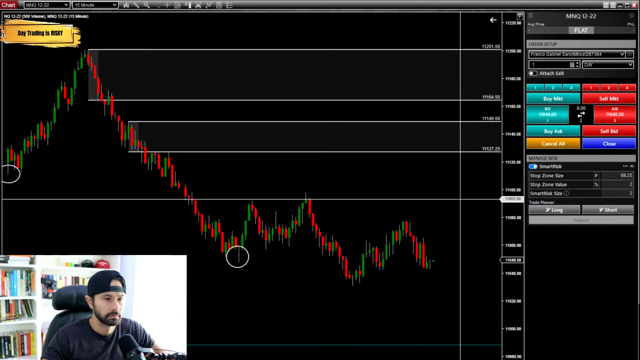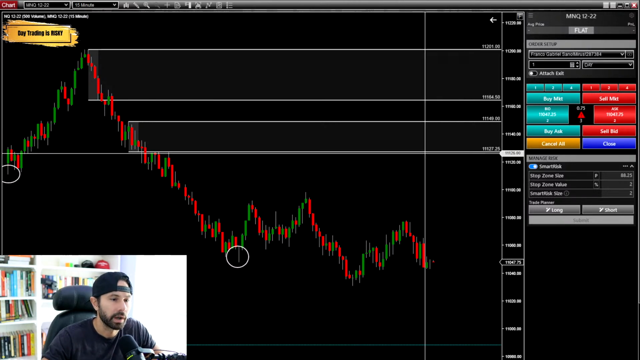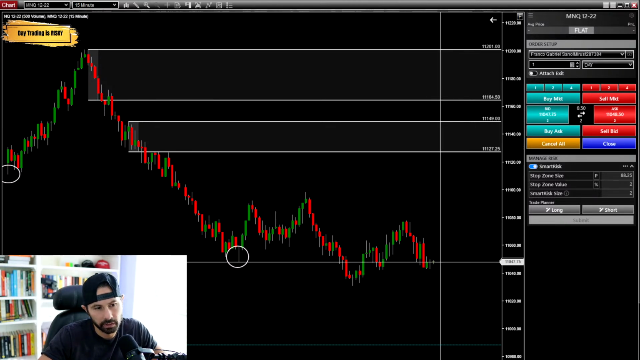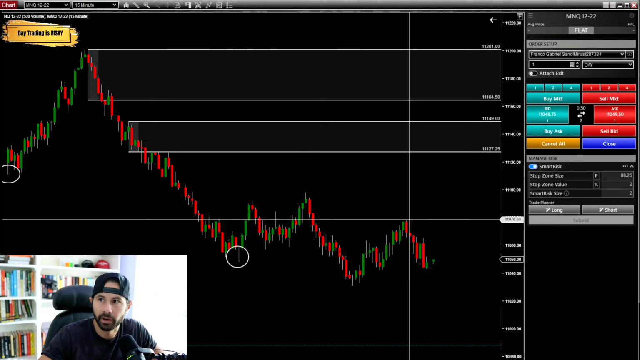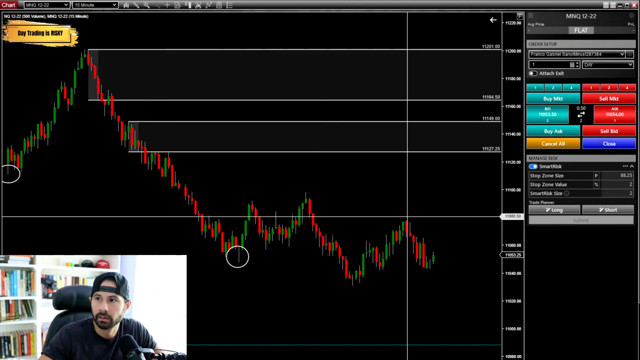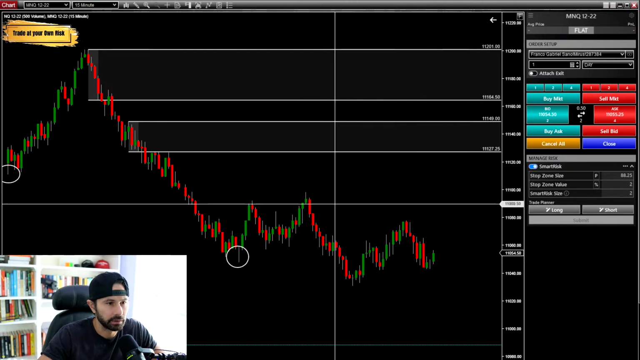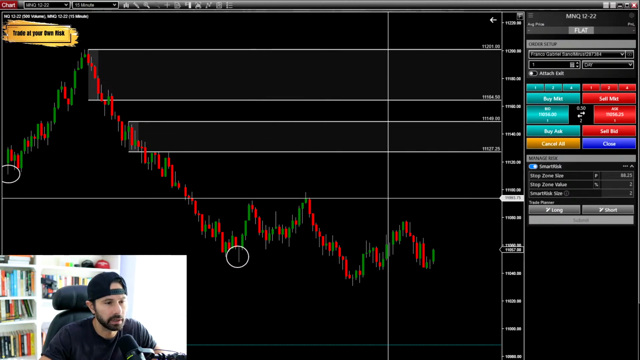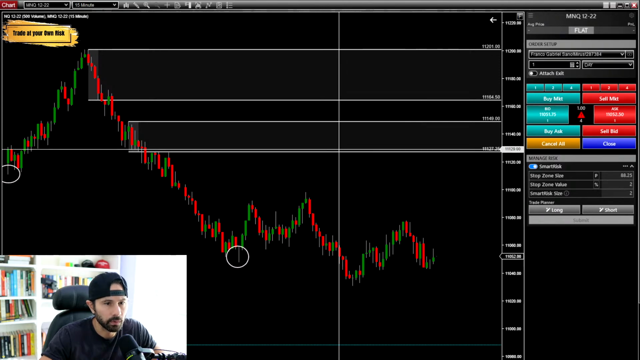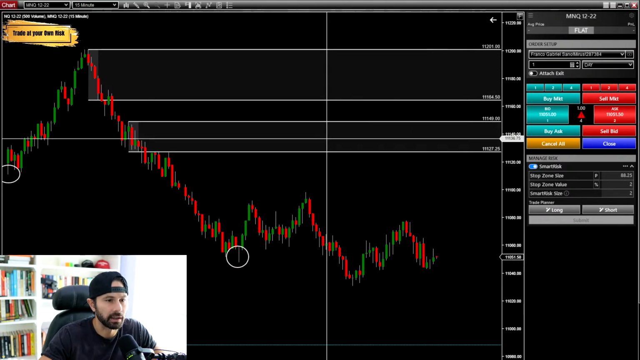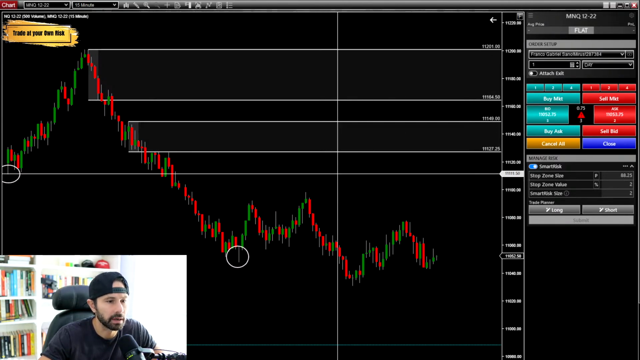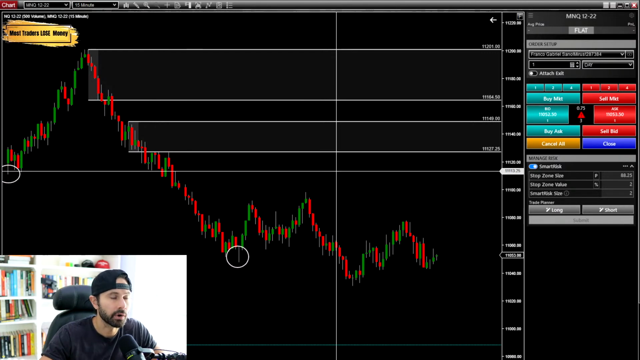Now if I have a leg out, I could choose another area here to short, probably here, but every time we go lower, I will be lowering my size, okay? Because the probability is going down.